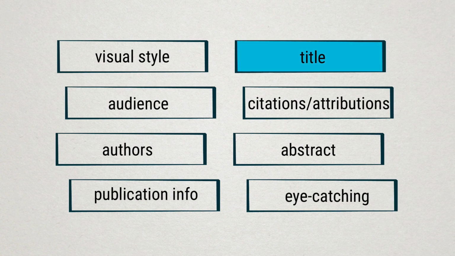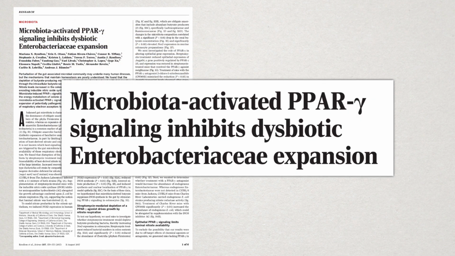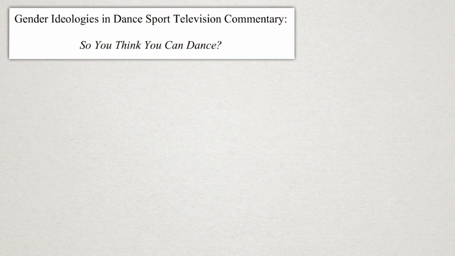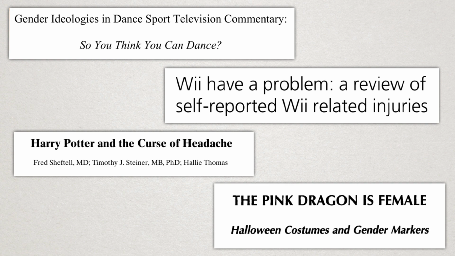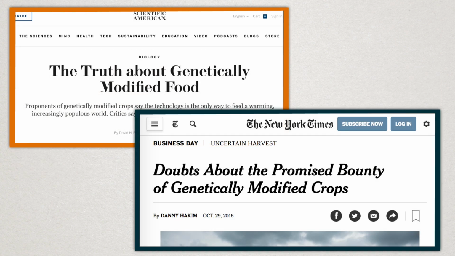Check out the title. Scholarly articles usually have complex titles that read like a summary of the article. Not always, though. There are some funny titles out there. Popular articles have short, easy-to-understand titles.